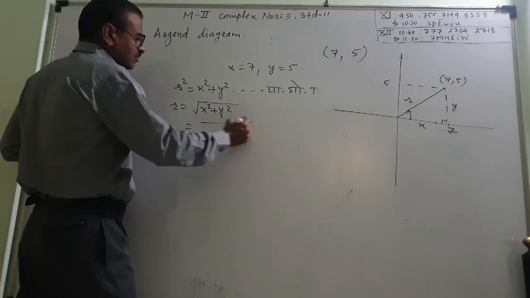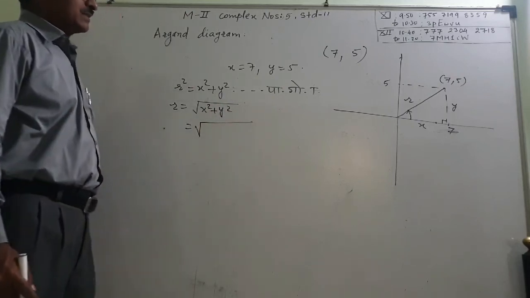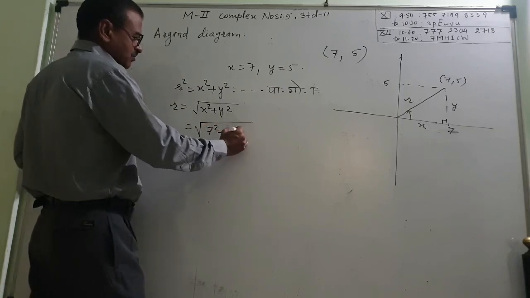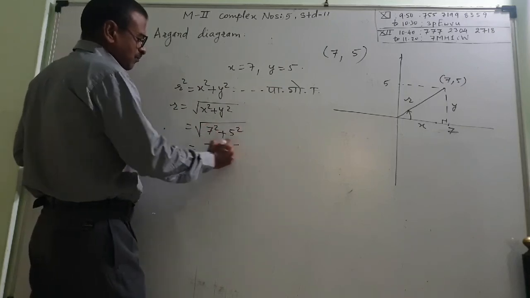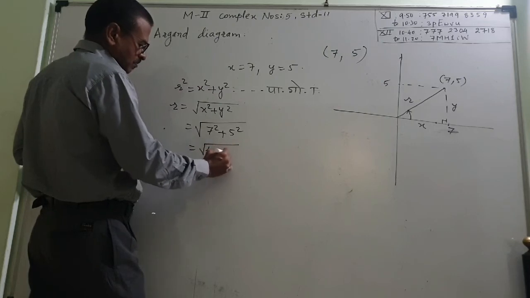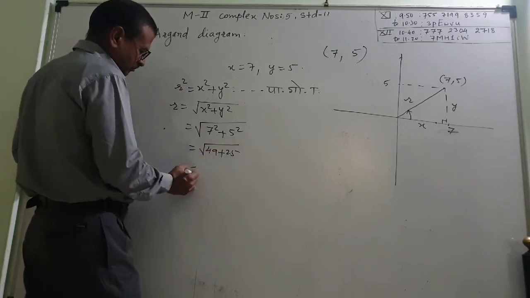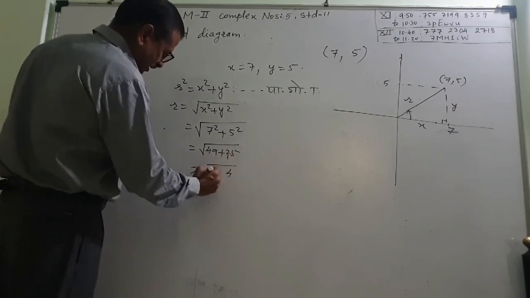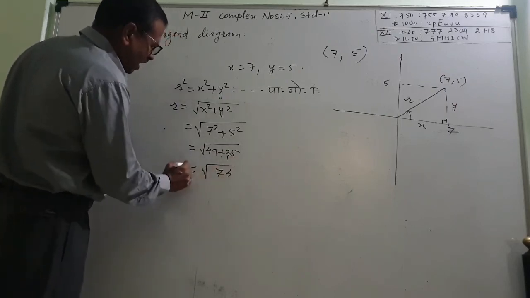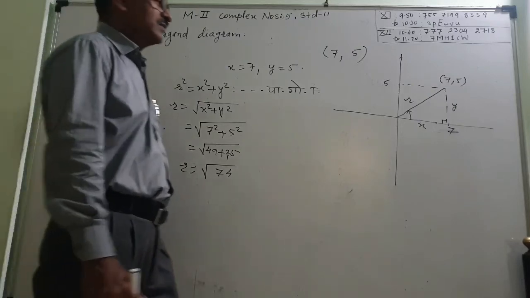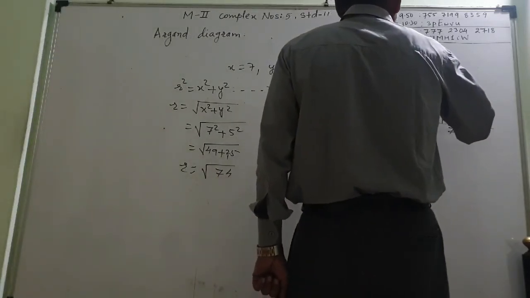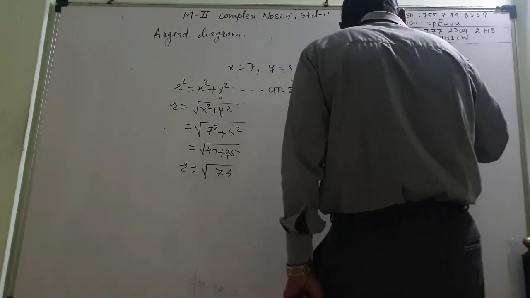So that is equal to, what is x? X is 7, 7 square. What is y? 5 square. So this is equal to 49 plus 25. So this is equal to 74. So r is equal to root 74. Now this I have got. Root 74. Another what I want is theta.